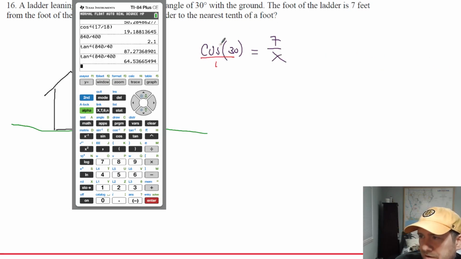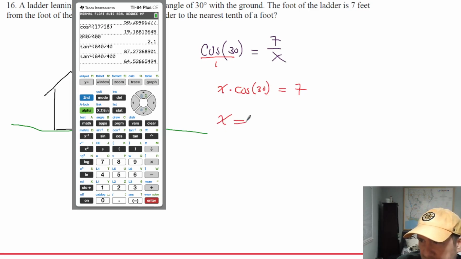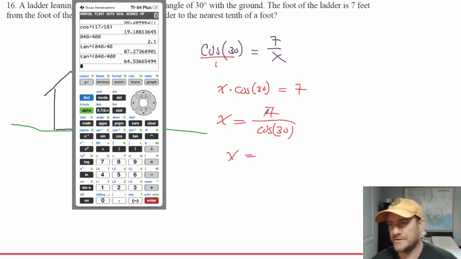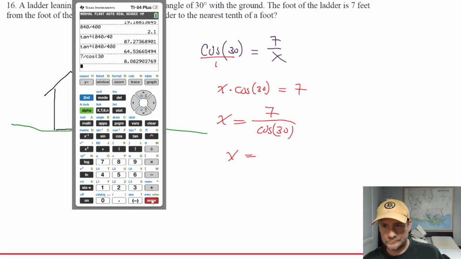This means that when I cross multiply, I'll have x times cosine 30, and that'll equal 7. So to actually solve for x, I'll have to divide by cosine, and I'll get 7 divided by cosine 30. So let's do that. And I'm getting 8.08.